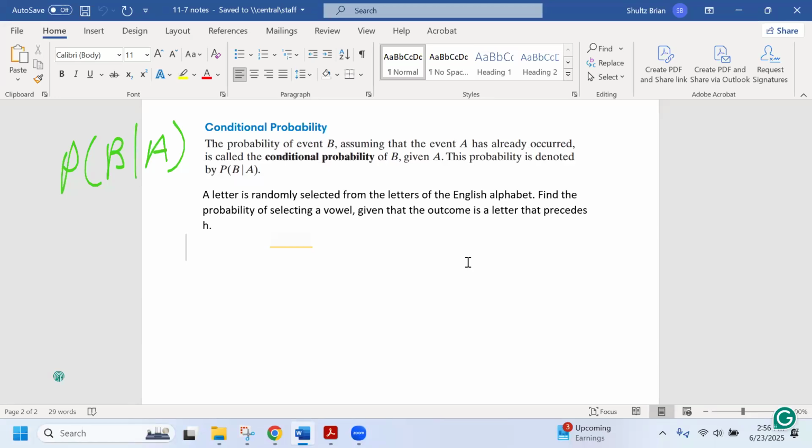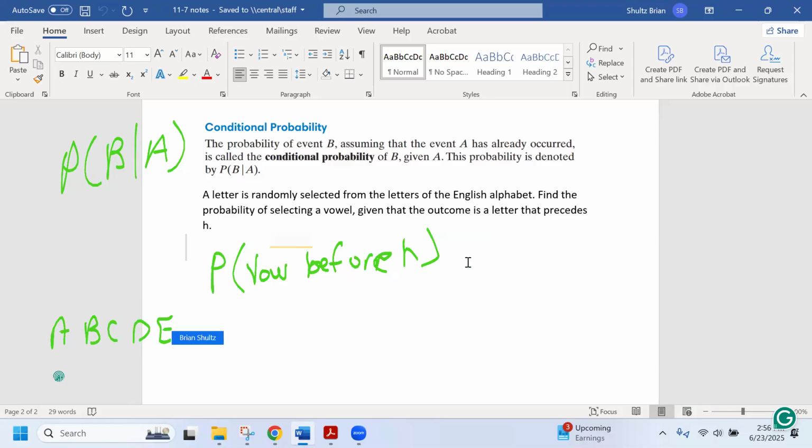So that means that we know that the letter came before H. So the probability of getting a vowel before H. Well, let's write our letters down. A, B, C, D, E, F, G. I know you love my singing. Okay, now here's H. We're talking about it came before that, so H is not involved. We've got 1, 2, 3, 4, 5, 6, 7. That is my whole. How many vowels are there? 1, 2 out of 7. Conditional probability, very simple. On to the next section.